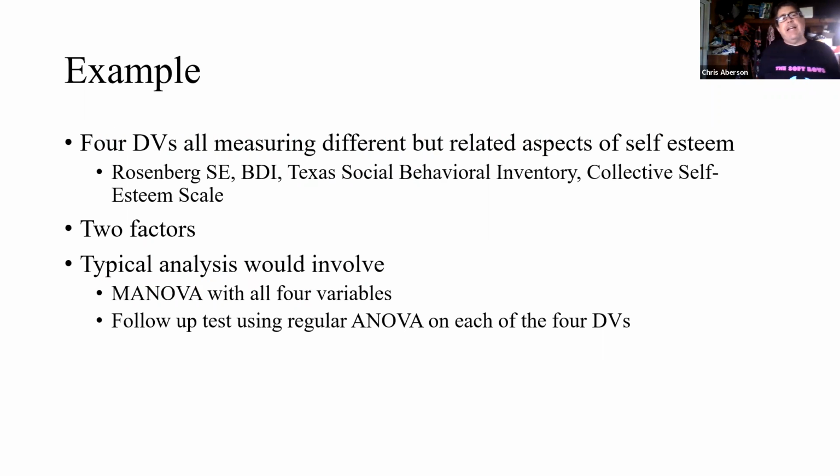All right, as an example, we have 4 dependent variables that all measure different but related aspects of self-esteem. I've got 4 self-esteem scales listed here. So the typical analysis would involve a Manova using all 4 variables at the start, and then follow-up tests using regular ANOVAs on each of the 4 DVs individually. So going back to when we really break it down, figure out what's happening.